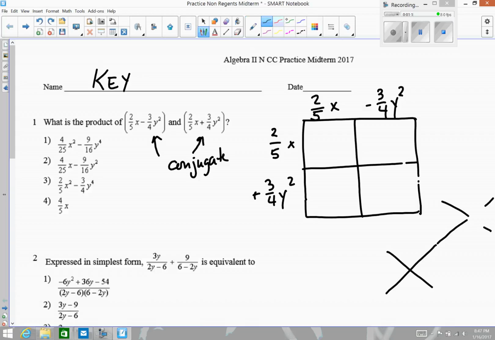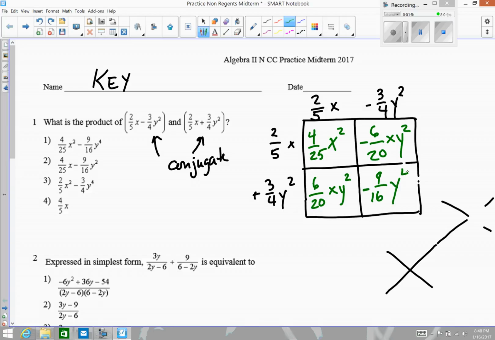We're going to go ahead and multiply 2 fifths times 2 fifths, 4 over 25. x times x is x squared. When I multiply a negative times a positive, I'm going to get a negative. 3/4 times 2 fifths is going to give me 6/20, and I have xy squared. 2 fifths times 3/4 is going to give me a positive 6 over 20, and I also have xy squared. And then a negative times a positive is going to give me a negative. 3/4 times 3/4 is 9/16, and I end up with y to the 4th.